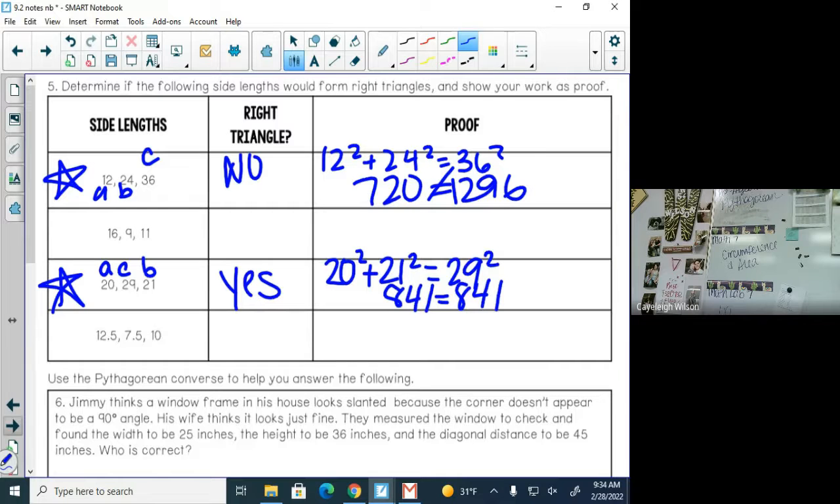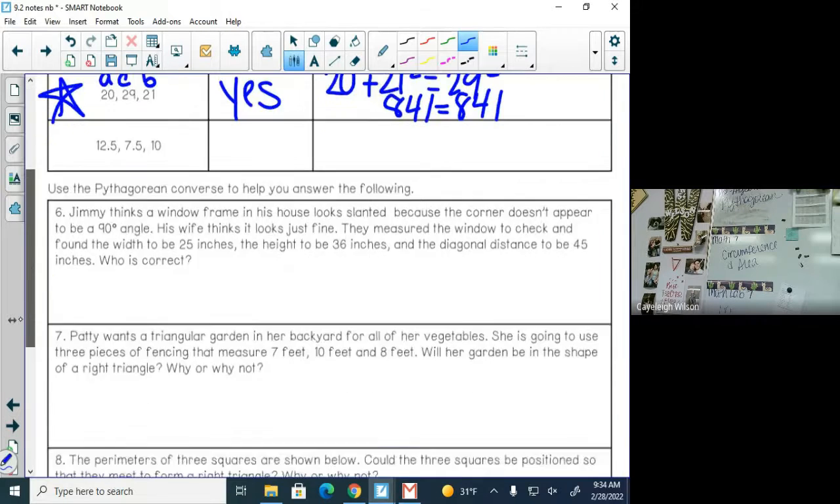All right, moving down to the bottom here. It says, use the Pythagorean Converse to help you answer the following. So it says, Jimmy thinks that a window frame in his house looks slanted because the corner does not appear to be a 90-degree angle. His wife thinks that it looks just fine. They measured the window to check and found the width to be 25 inches, the height to be 36 inches, and the diagonal distance to be 45 inches.